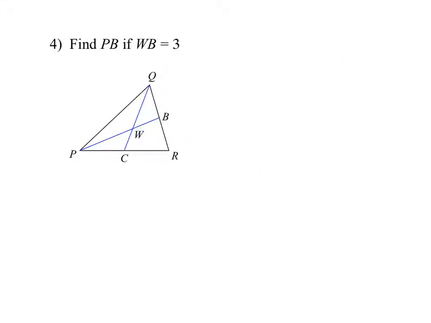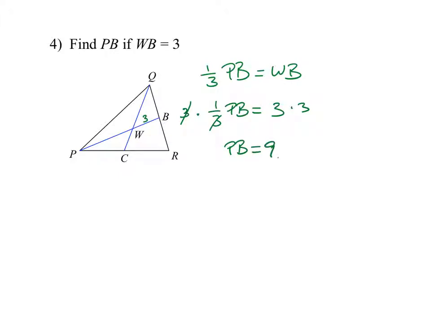Okay, so this one I want to find, I have WB, so I have that this one is 3, and I want to find this whole segment right here. So segment PB, right? So again, as we saw on the previous exercise, 1/3 of segment PB is going to be equal to WB. So the small piece is just 1/3 of the whole segment. So in this case, 1/3 of PB equals 3. And I'm just going to multiply times 3 on both sides so I can cancel out this one. So that means that PB equals 9.